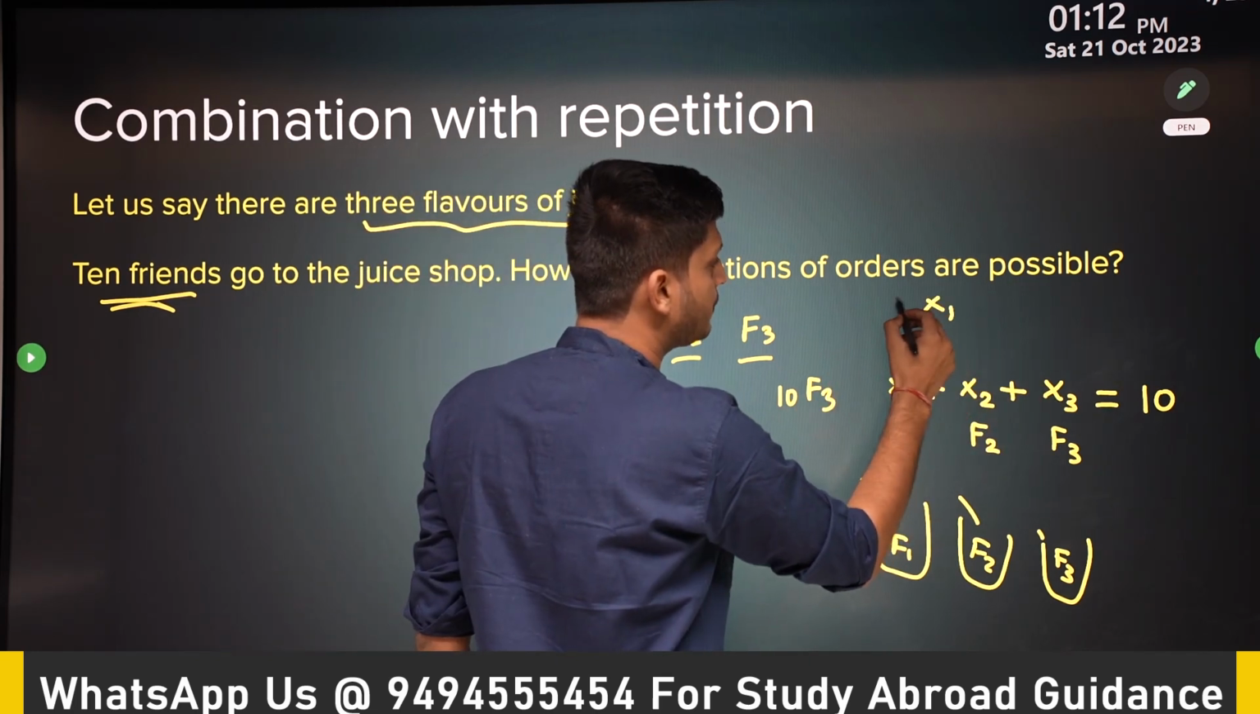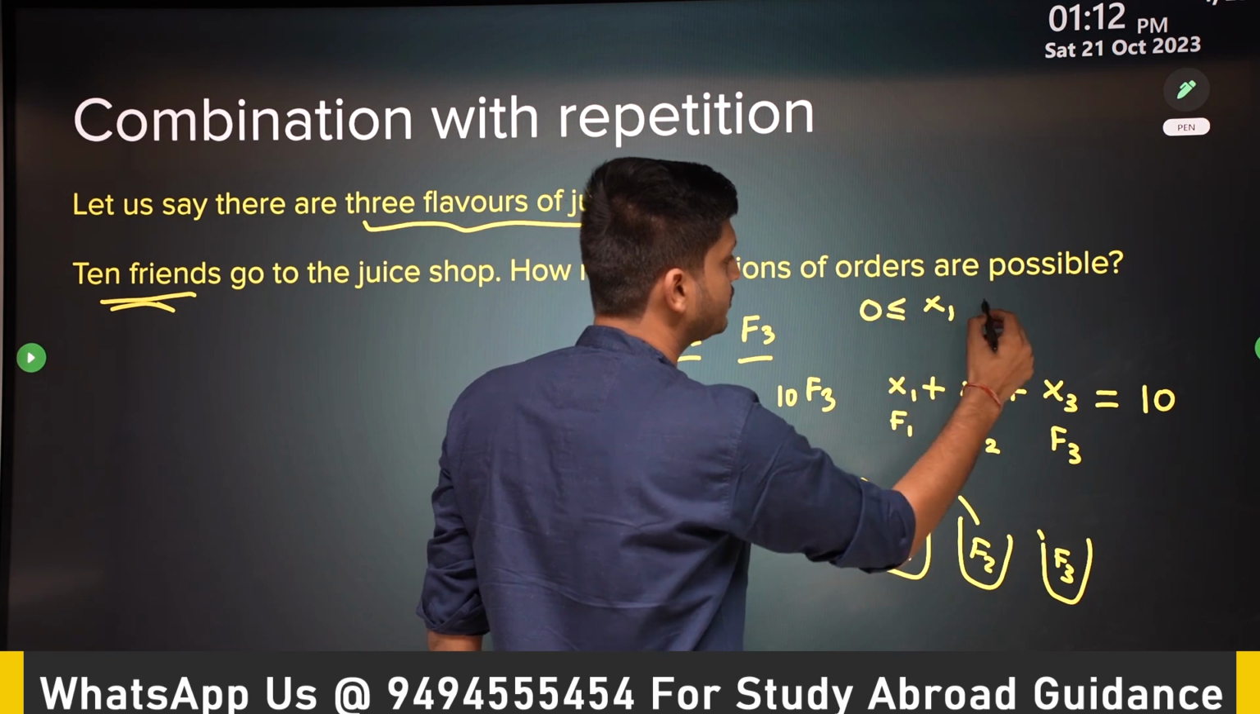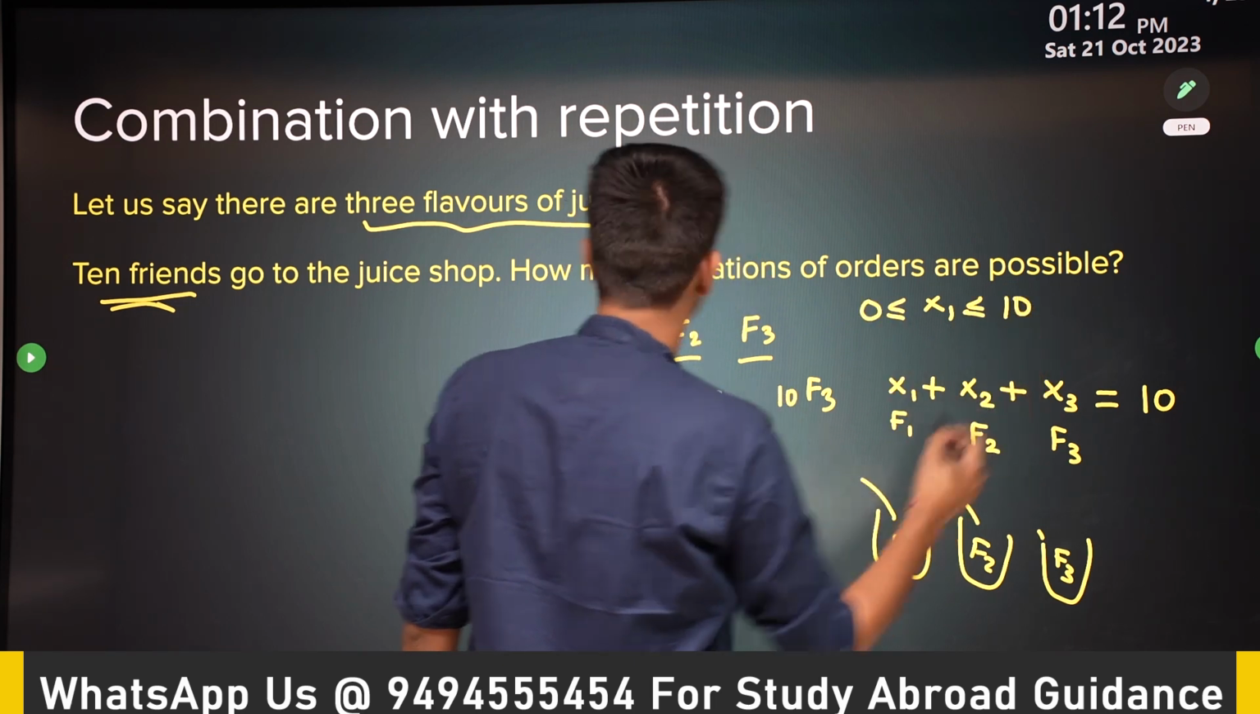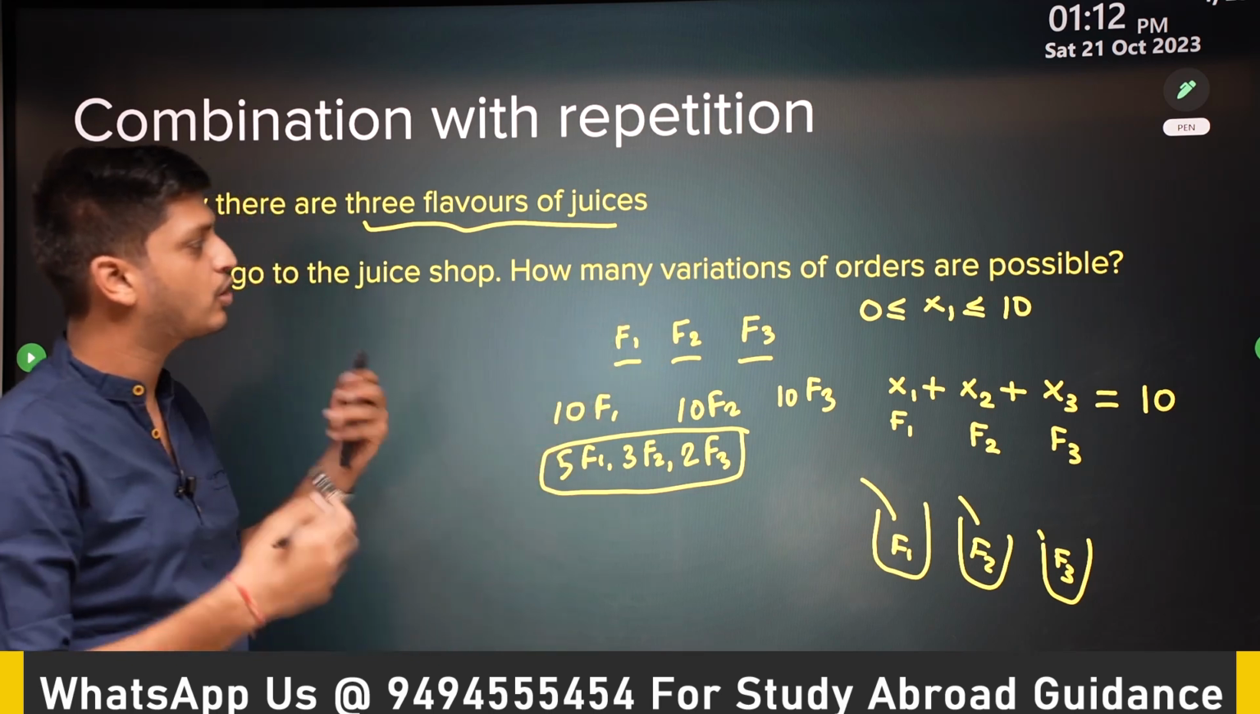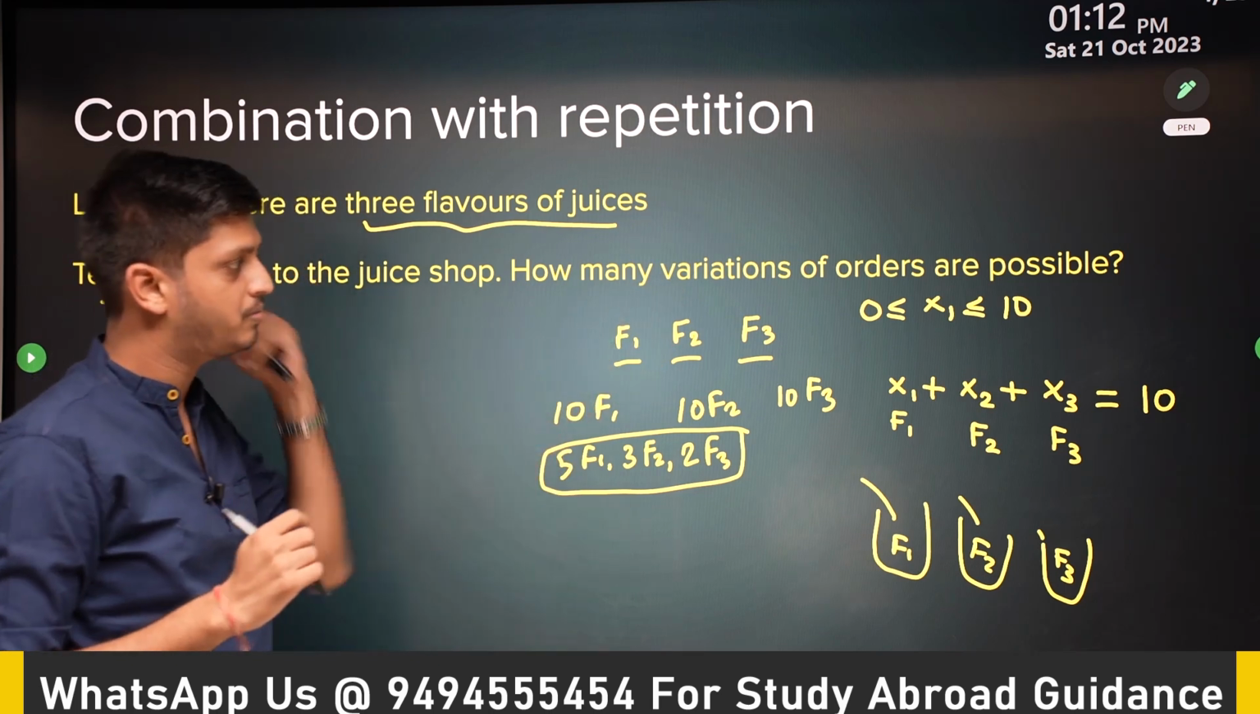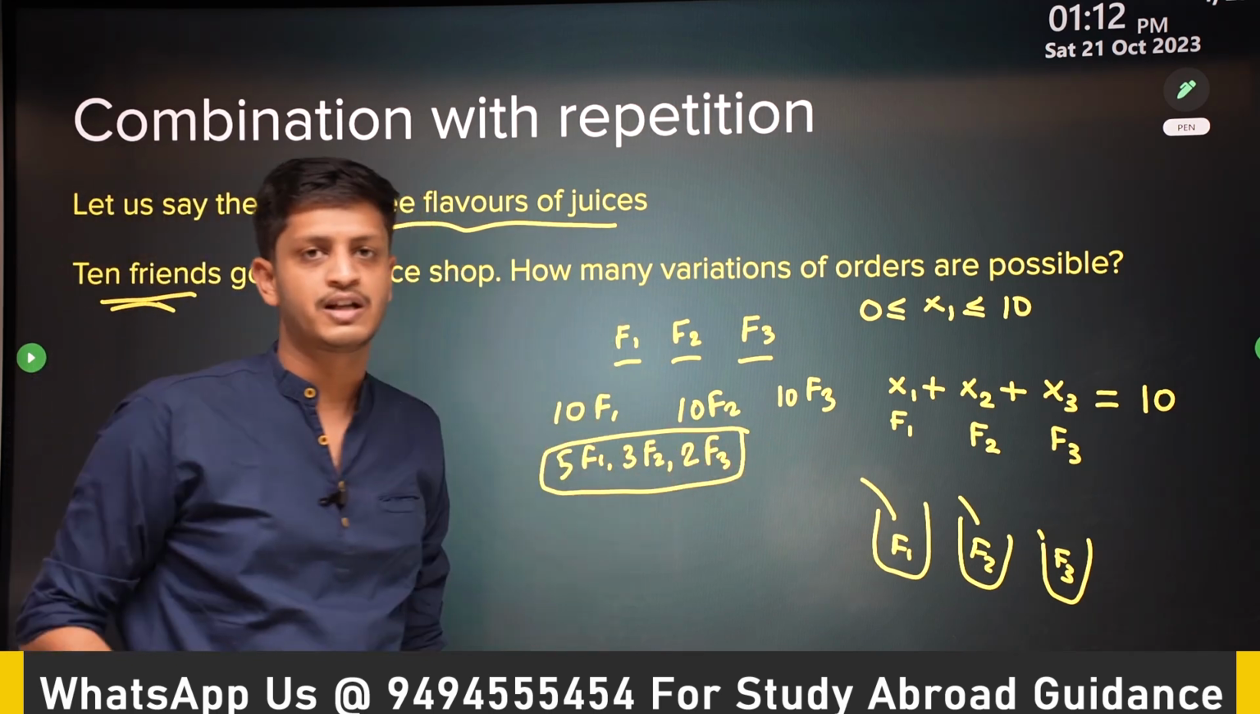So x1 can lie between 0 and 10, right? There is no condition mentioned. So they are asking for all possible variations. So basically x1 can be anything between 0 and 10.